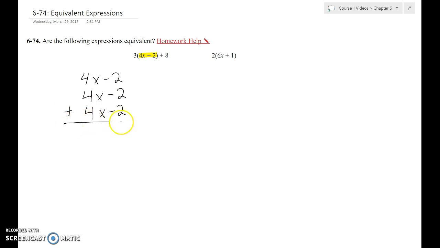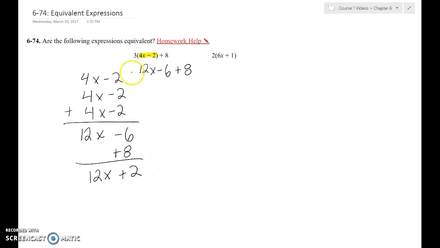All together, if I added them all up, that would be 4x's, 8x's, and then 12x's. And I've got 2 negatives, 4 negatives. That makes 6 negatives. So this part is 12x minus 6. And I also have a plus 8. So if I'm going to take this and add 8, what do I get here? Well, the 12x's stay 12x's. Negative 6 plus 8 is plus 2. So this expression simplifies down to 12x plus 2.